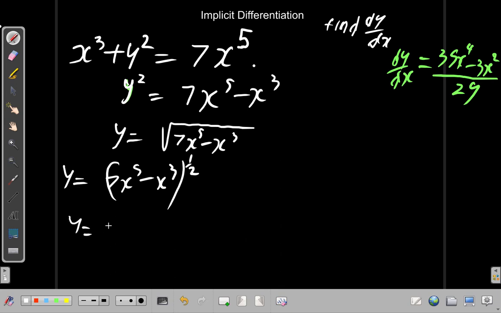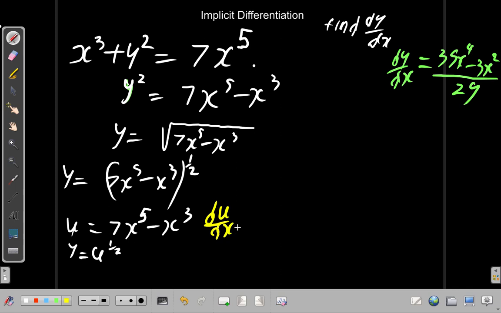You say let u be equal to 7x to the 5 minus x cubed. So y is equal to u raised to the power of 1/2. We're just trying a thing here. Now, du by dx would be 5 sevenths 35x to the 4th minus 3x squared.